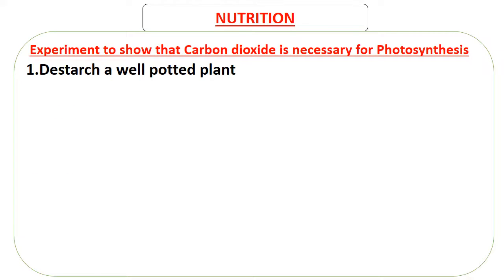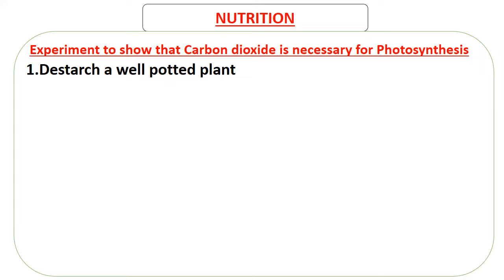So the first step is you destarch a well-potted plant. So what is to destarch? To destarch is to remove starch from the leaf. Why do we want to remove starch from the leaf? We want to remove starch from the leaf so that when we start doing our experiment to test if photosynthesis has taken place, we cannot claim that photosynthesis has taken place using the starch that was produced some time ago.